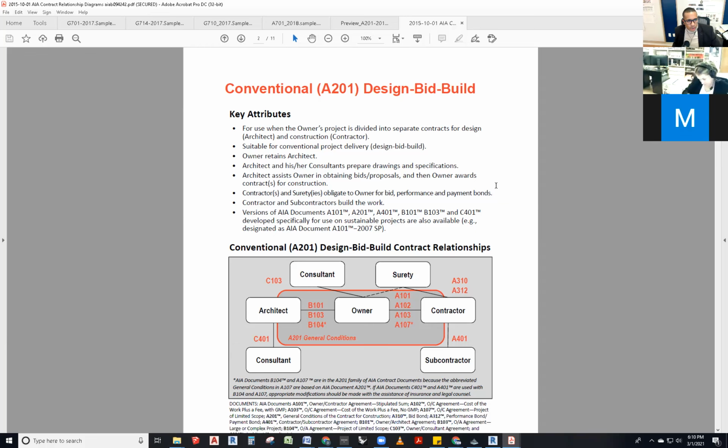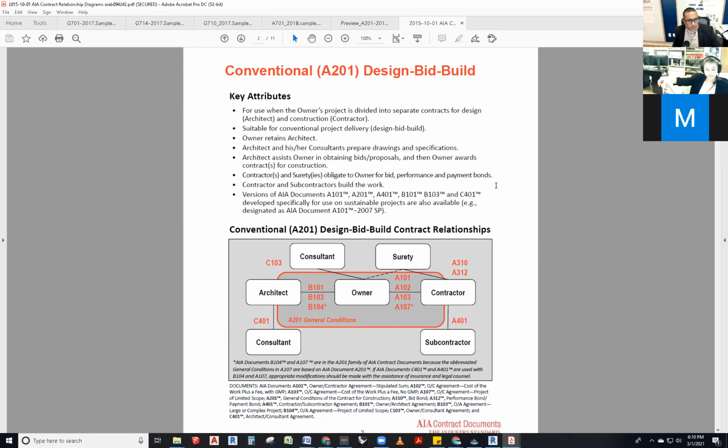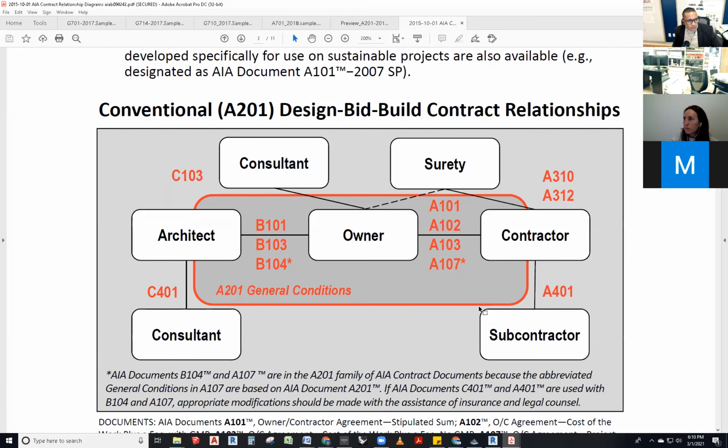But before I go there, I wanted to show you why we're doing the A201 and where it fits in relationship to the rest of the contract. So welcome, Miranda. So the A201 fits within the rest of the contracts as follows. The B101 is architect and owner. We spoke about it already. Then we've got C401, architect and consultant. We spoke about it already.